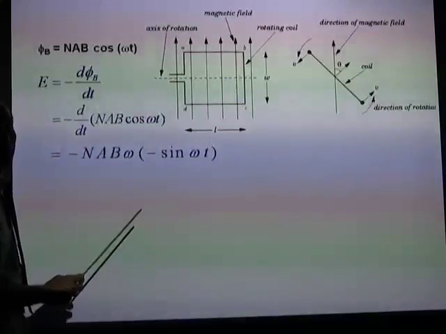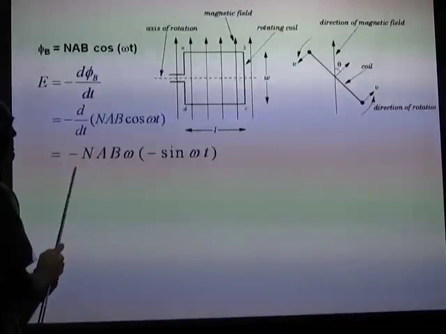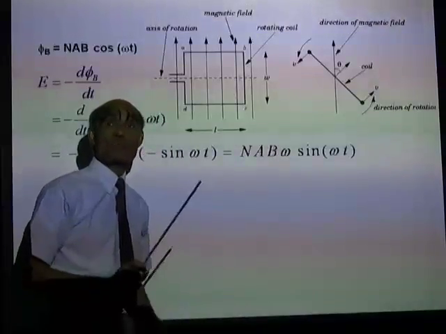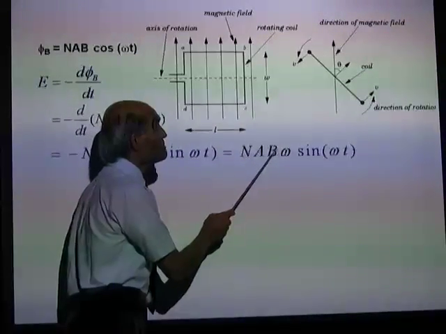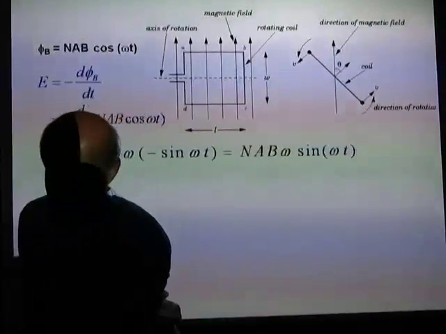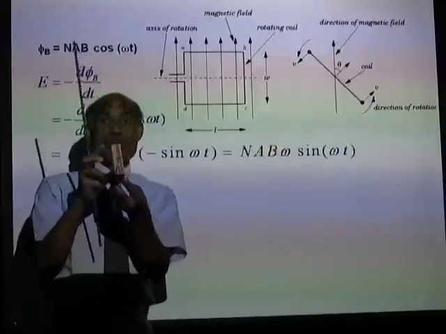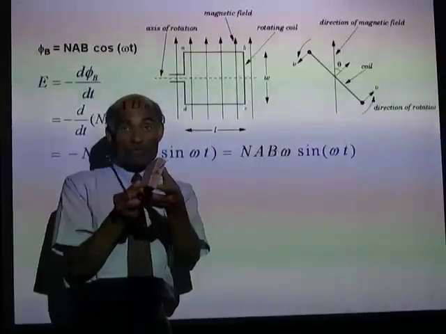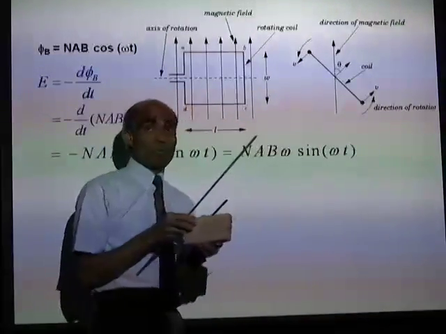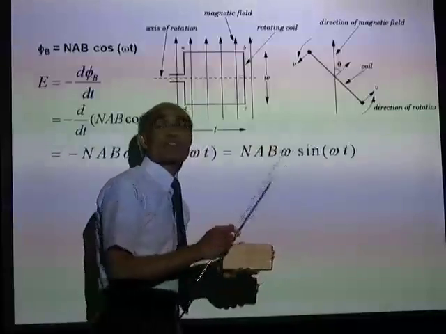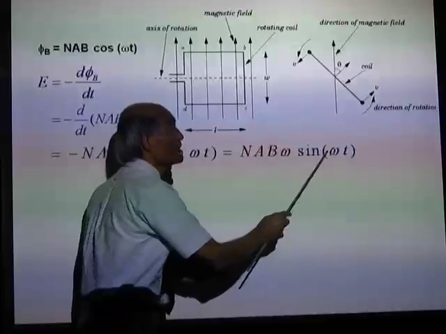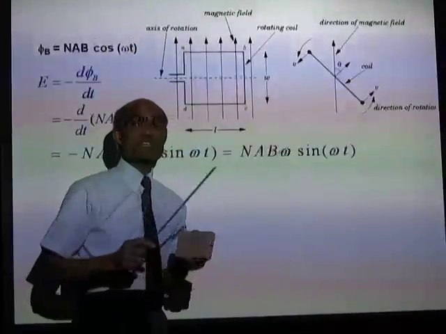I hope you have no problem there. So the two negatives will combine. That gives you the induced EMF in the armature coil is NAB omega sine omega t. Now, I would like you to have a look at this. When the coil rotates, the variable here is that angle, which is omega t. Now, what is the maximum value of that EMF? The maximum value of the EMF occurs when that angle is 90 degrees.